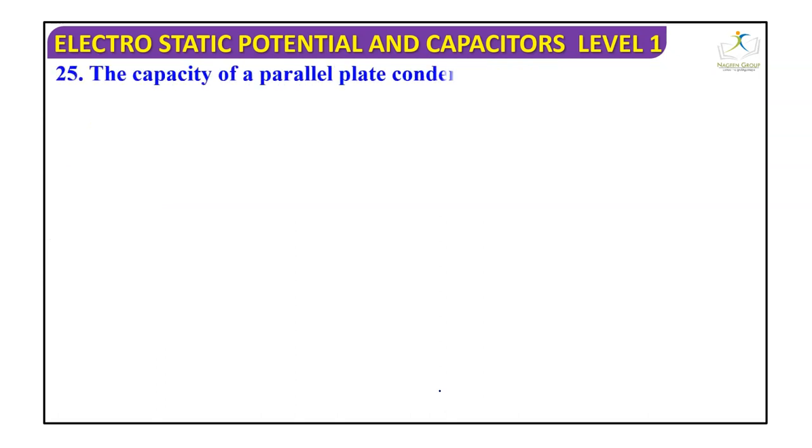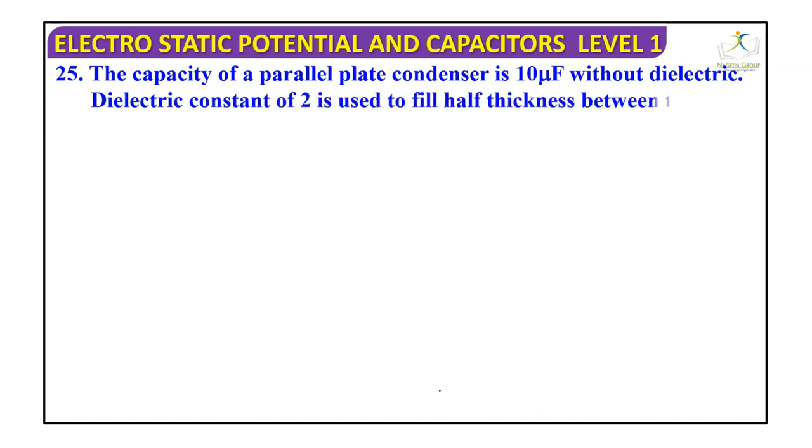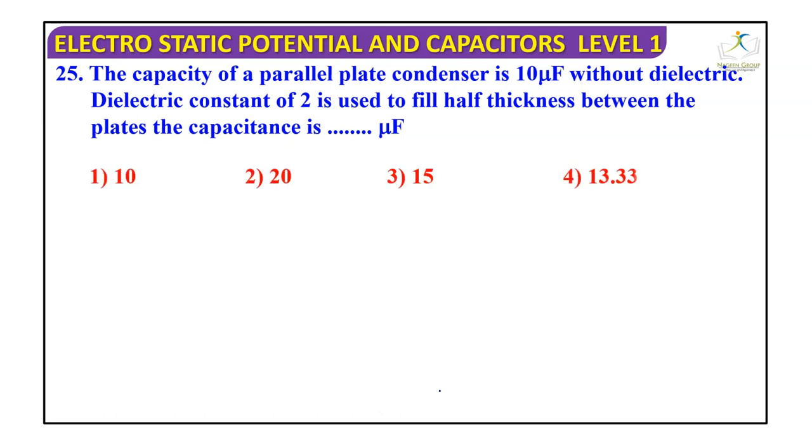Next question which we have, the capacity of a parallel plate condenser is 10 microfarad without dielectric. A dielectric constant of 2 is used to fill half the thickness between the plates. The capacitance is dash microfarad. We have these options: 10, 20, 15, 13.33. So let's move with the solution.